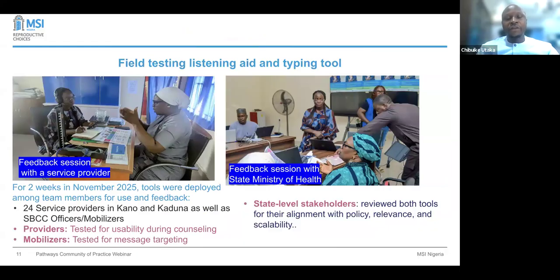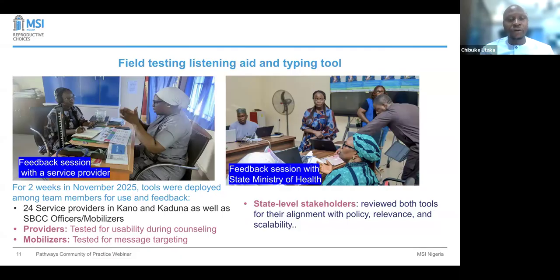All right, so after the development of these tools, we thought the best way to figure out if we have been able to achieve the aims of the tool, in terms of answering the questions and responding to the challenges for community mobilizers and service providers, is to deploy the tool in the field and have a smaller pilot. This was done with some social and behavioral change communication officers and community-based mobilizers in Kaduna and Kano, as well as identified service providers.